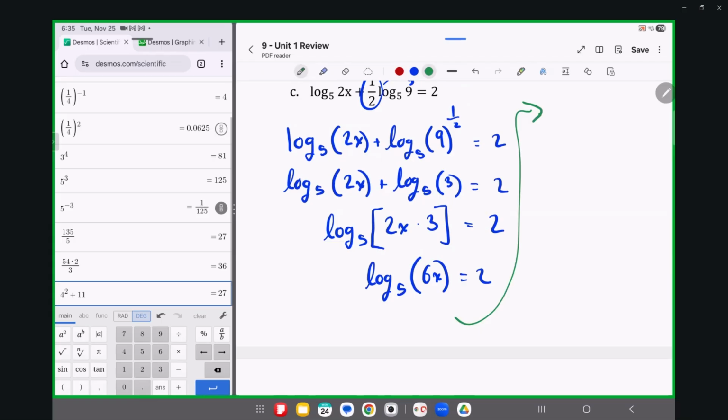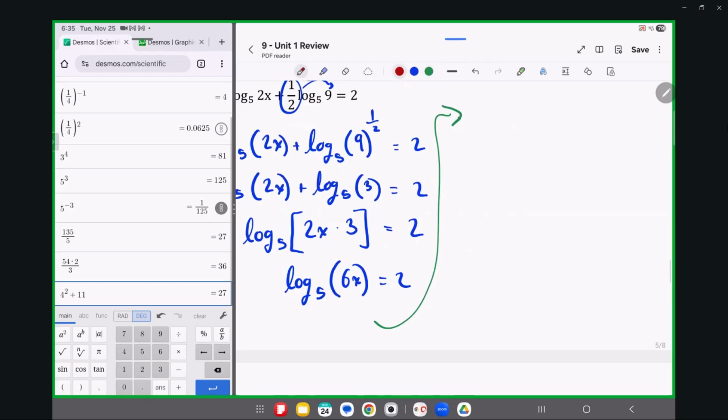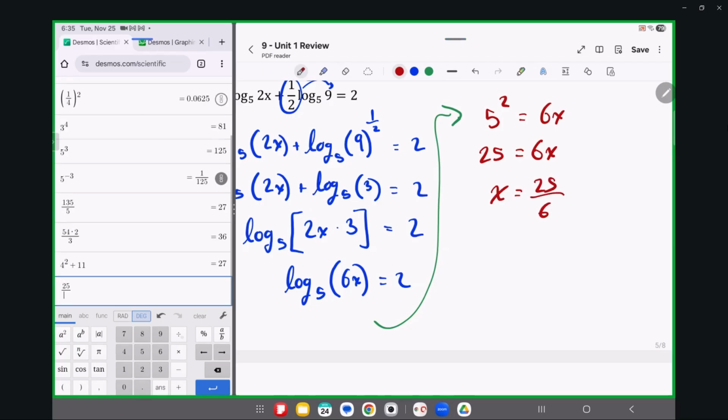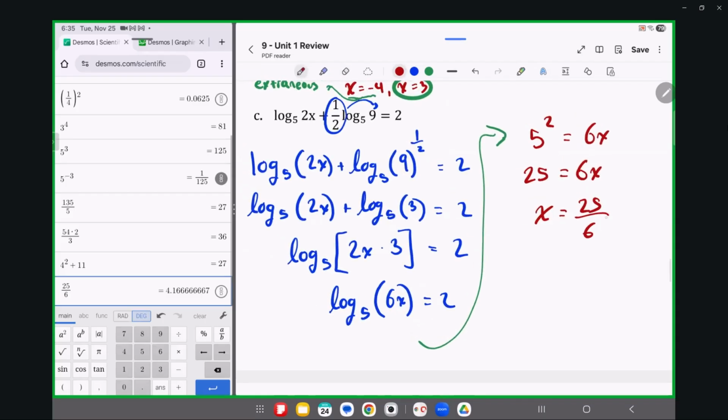We now need to convert to exponential form. So we can rewrite this as 5 to the power of 2 is equal to 6x. 5 to the power of 2 is just 25, so 25 is equal to 6x. Divide both sides by 6, and we end up with a solution of x equal to 25 over 6, which is not a nice number. If you try to divide that out, we end up getting this number. How do we know our answer is okay? If we take this 25 over 6 and insert it back into the original, we have 2 times 25 over 6. That's positive, so that means this will work.